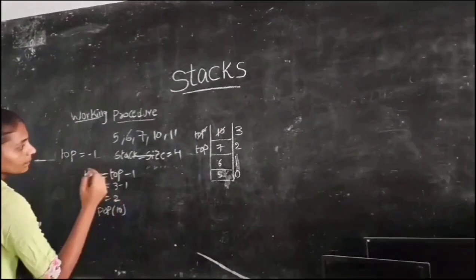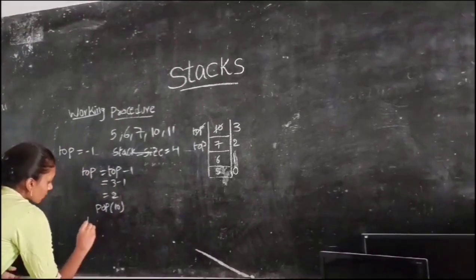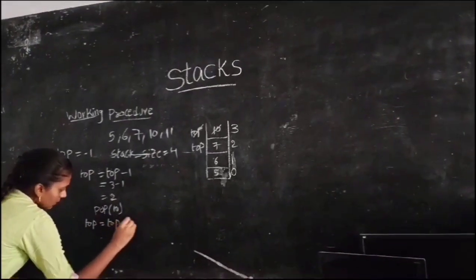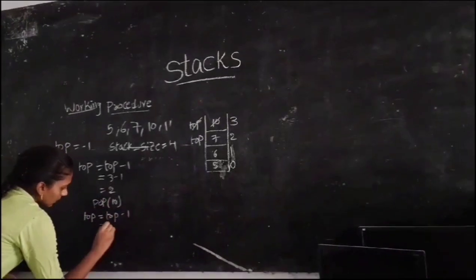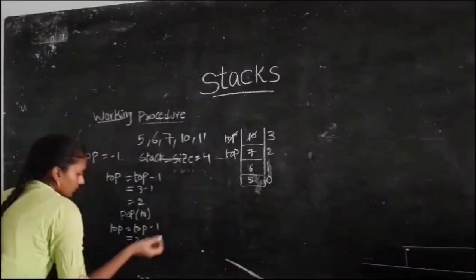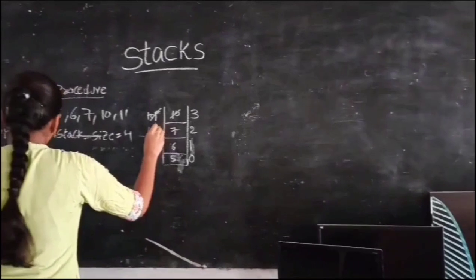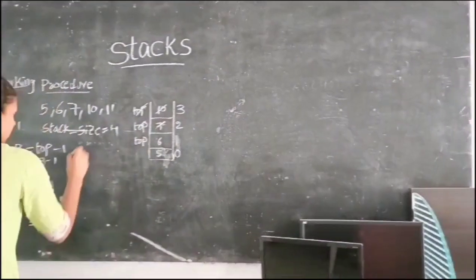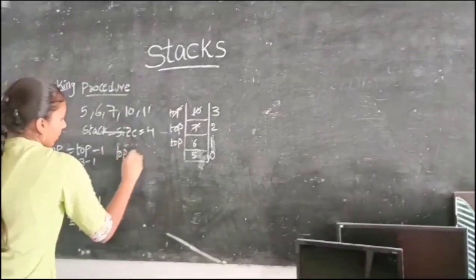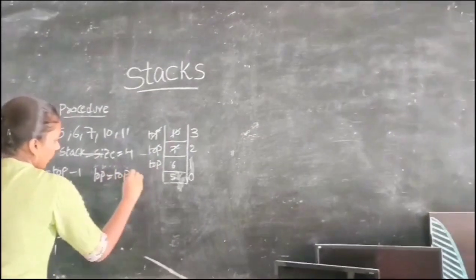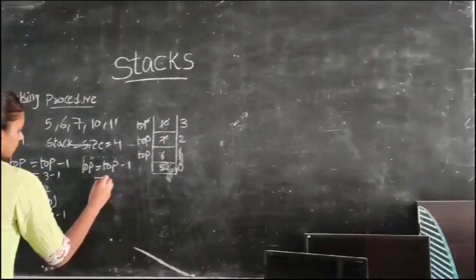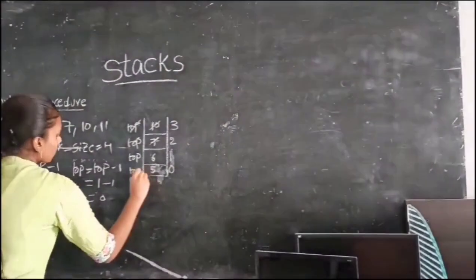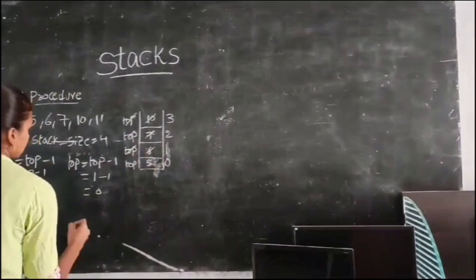Again I am going to pop element 7, so again I am decrementing the top. Top is set to 2 minus 1, so top becomes 1. Again I am performing the pop operation. Top minus 1. Top is at 1, 1 minus 1 is 0. Top becomes 0.